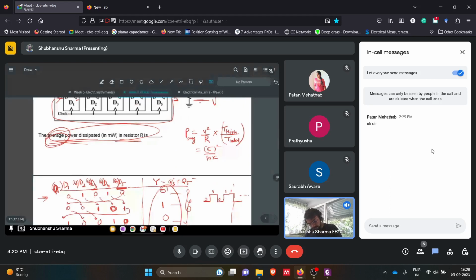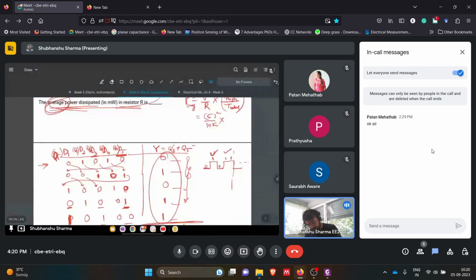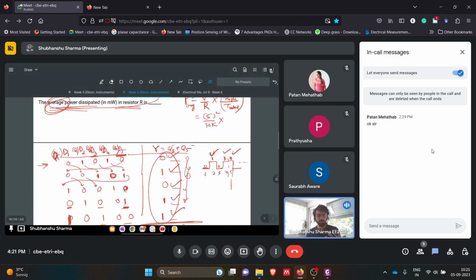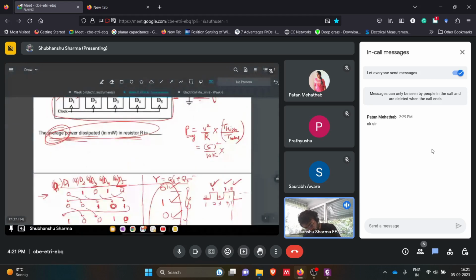And what will be T high? T high we are getting for 3 times, 1 1 1, for a total of 5 states. 1 stage, 2 stage, 3 stage, 4 stage, and 5 stage. So the total T clock is 5, and the high stage is 3 out of 5. So we will get 3 by 5 here. So we will get this as 1.5 milliwatt P average.